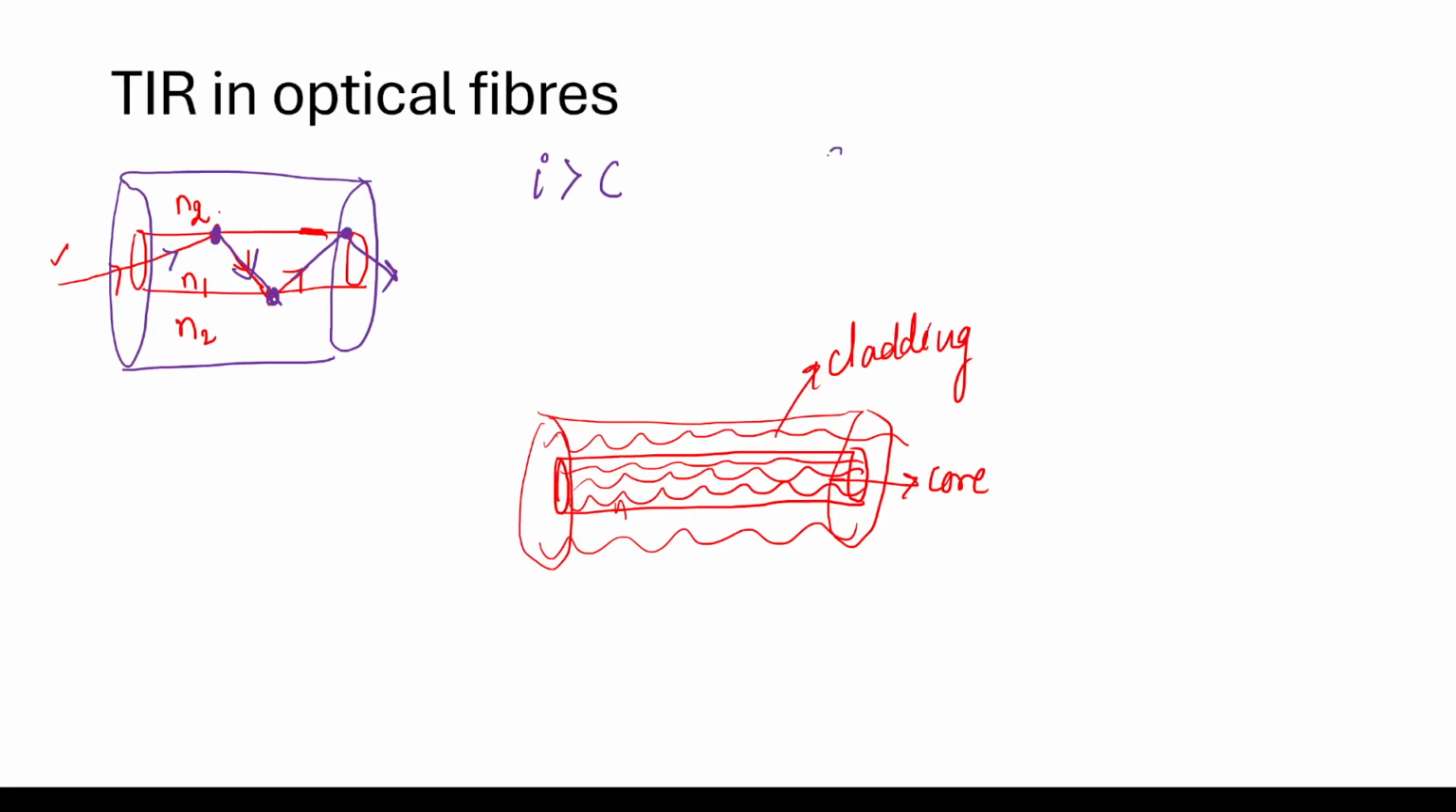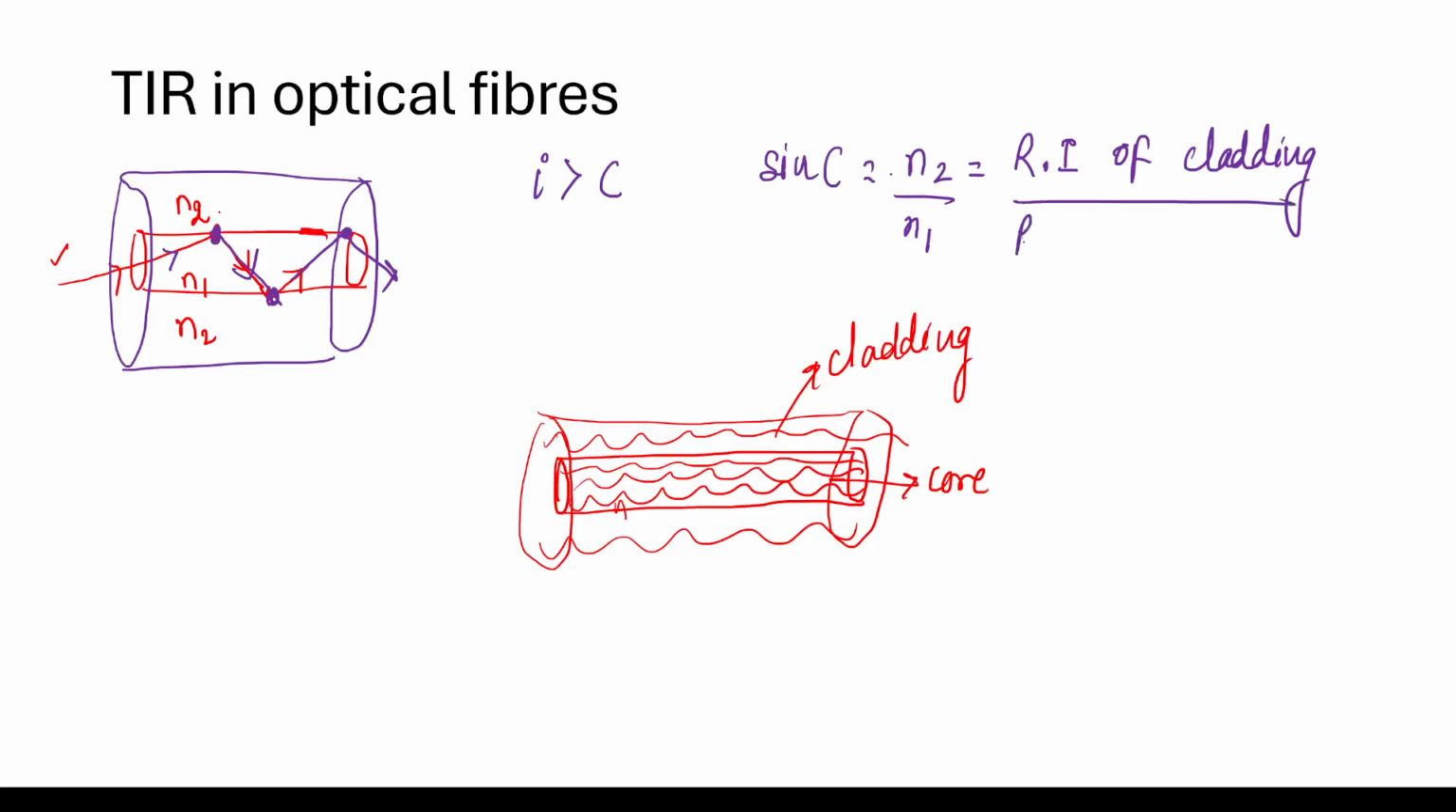What should be the critical angle for this? It should be defined by N2 over N1, where N2 is the refractive index of the cladding, the outer part of your optical fiber, and N1 is the refractive index of the core, which is generally glass or plastic, whatever it is.